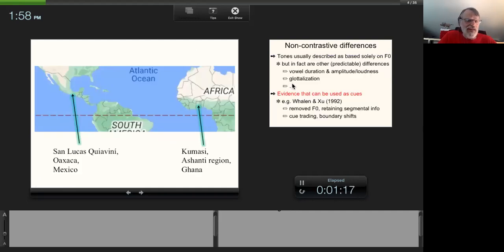The map here shows where these languages are spoken and where the recordings took place. San Lucas Cavini in Oaxaca in Mexico is about right here, and then crossing the Atlantic Ocean, Akan is spoken mainly in Ghana, and the children were from Kumasi, which is the capital of the Ashanti region.